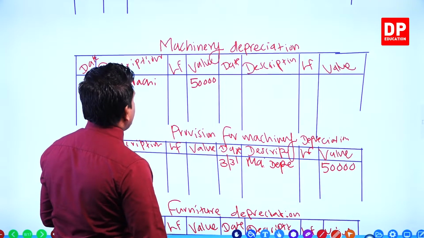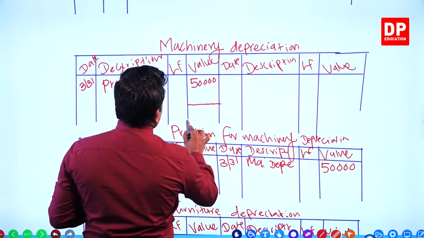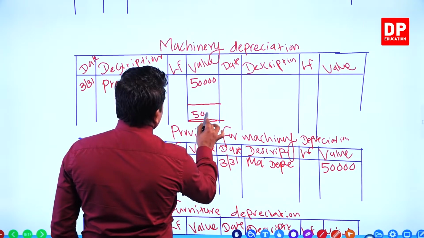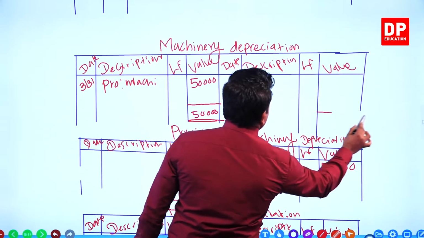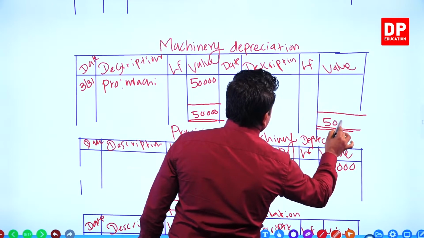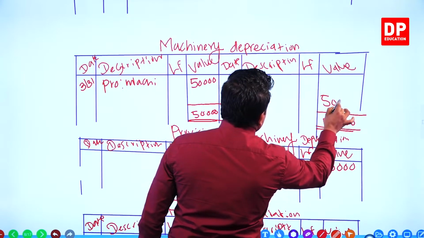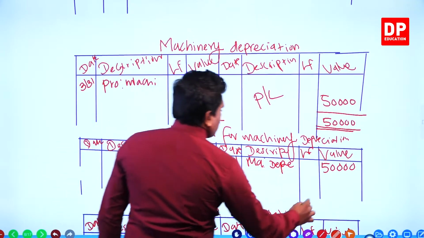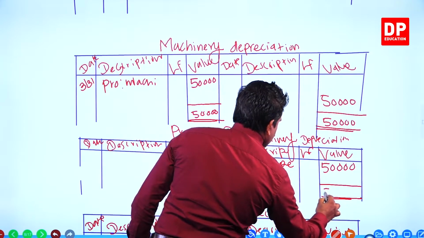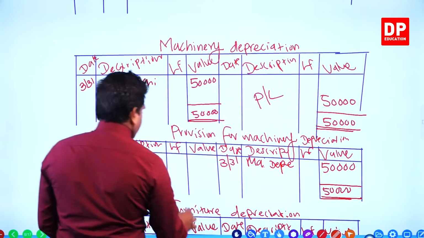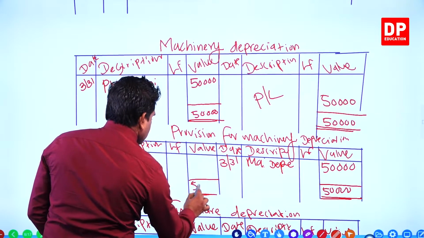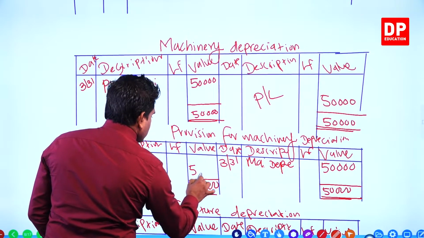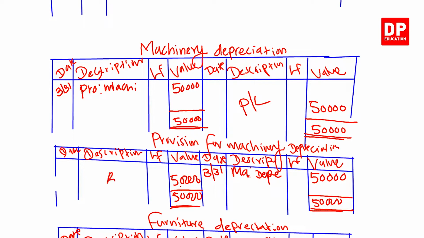Okay, now we balance off this 50,000. It's an expense or not? It's an expense, right? You know, income and expenses. To where we transfer? Profit and loss. 50,000. Here 50,000. 50,000. Balance carried down. Balance brought forward 50,000.